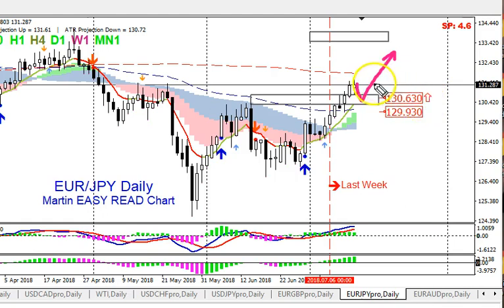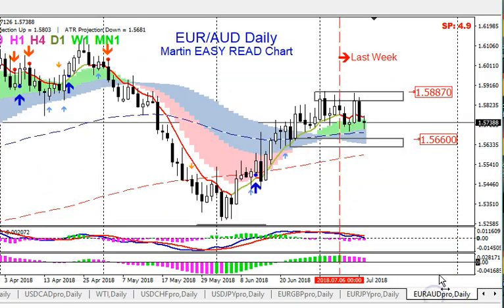So I'm waiting for price to come back down and then go higher. If you see price go higher, I'd buy. Okay, I would enter a buy trade. That's why I've got that arrow. For sell, price would have to come all the way below 129.93. Okay, and let's clean up that chart. Let's go on to the next one.